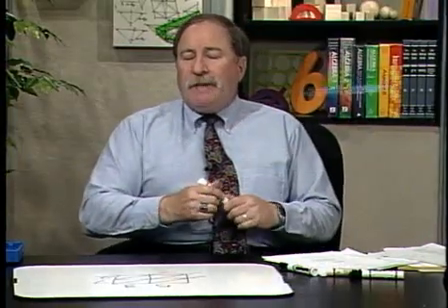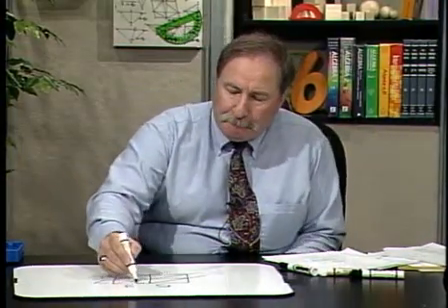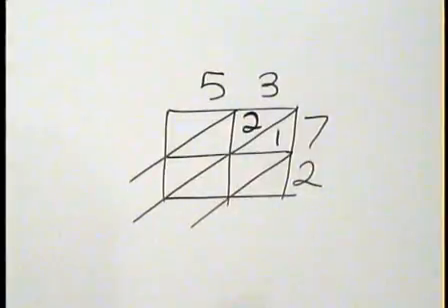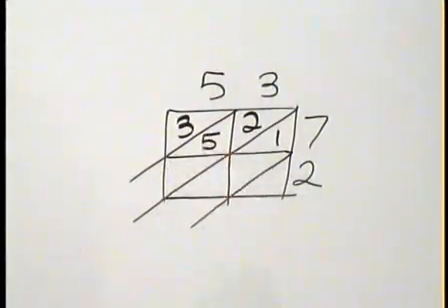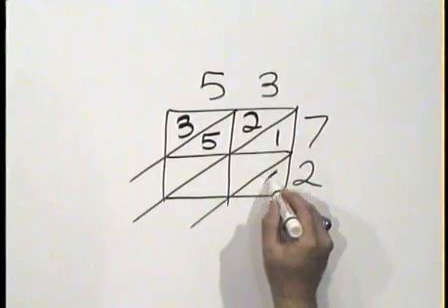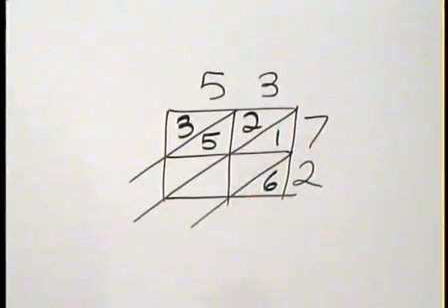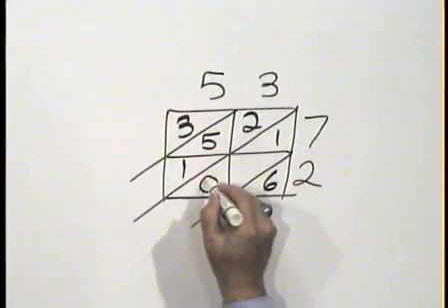Okay, 7 times 3 is 21. 7 times 5 is 35. 2 times 3 is 6. And again, we could put a 0 in there, but I'll leave it blank. And 2 times 5 is 10.